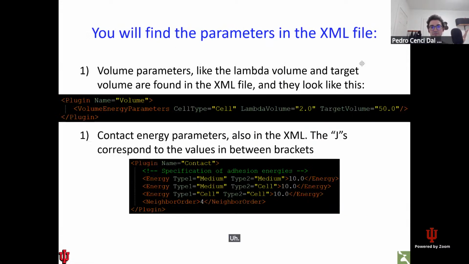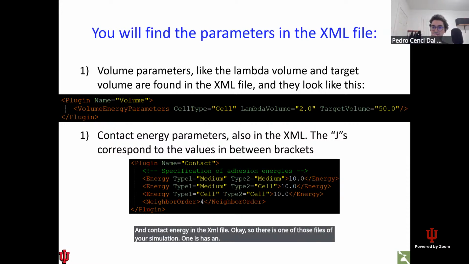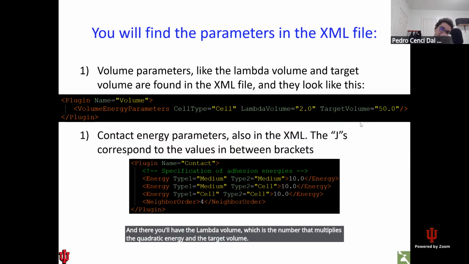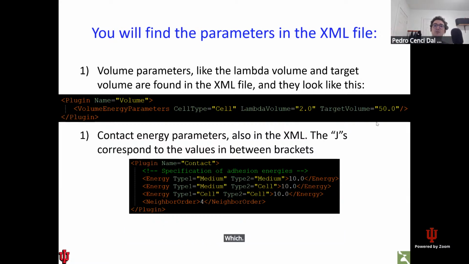In your code, you will find your parameters for volume, energy, and contact energy in the XML file. Okay, so there is one of those files of your simulation. One has an extension .xml. And you will find a plugin called volume, like this. Plugin name equals volume. And there you have the lambda volume, which is the number that multiplies the quadratic energy, and the target volume, which is the value which the current volume of the cell will fluctuate around.